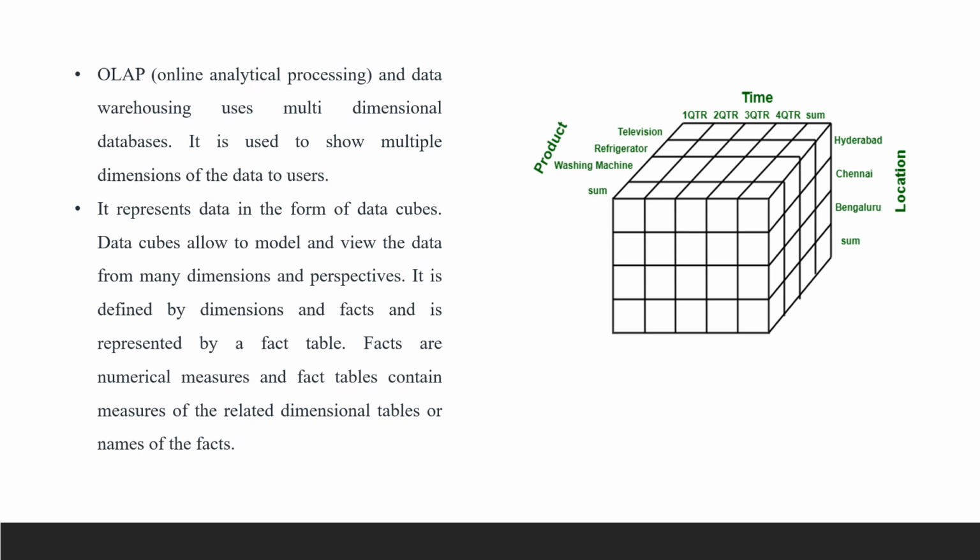Here, if we observe the diagram, they have given different machines like television, refrigerator, washing machine in different quarters at different locations. The cost of each machine at different locations differs in each quarter of time. This data can be maintained by using the multidimensional data model. Let us get a clear view of this multidimensional data model by taking an example.